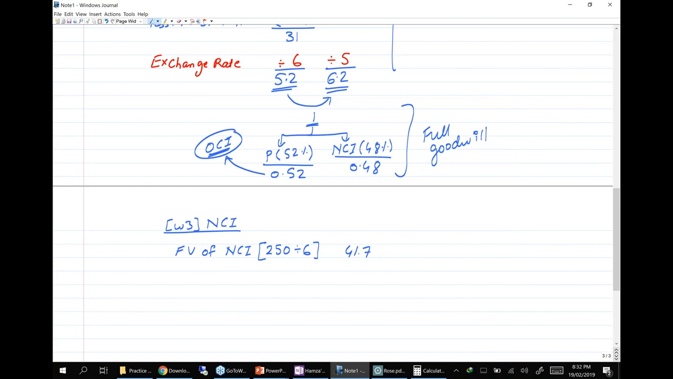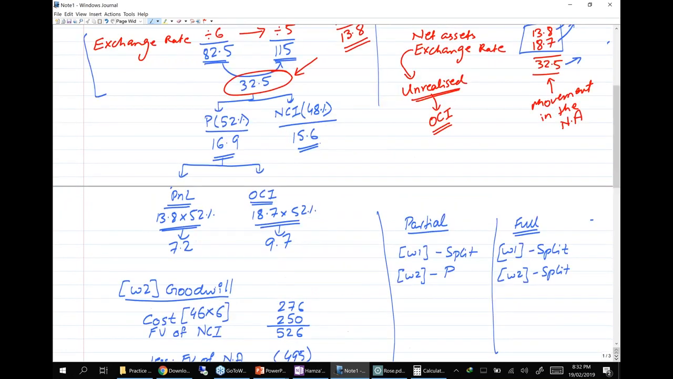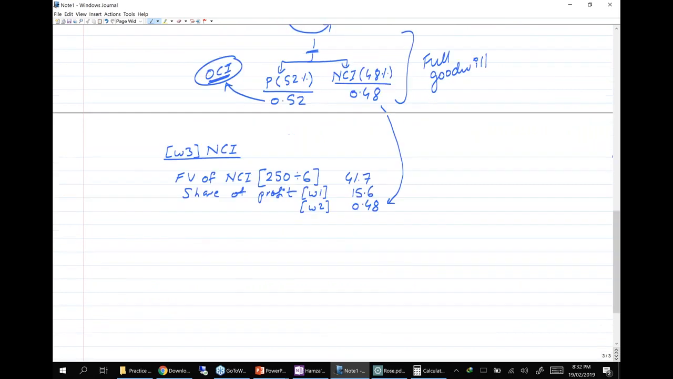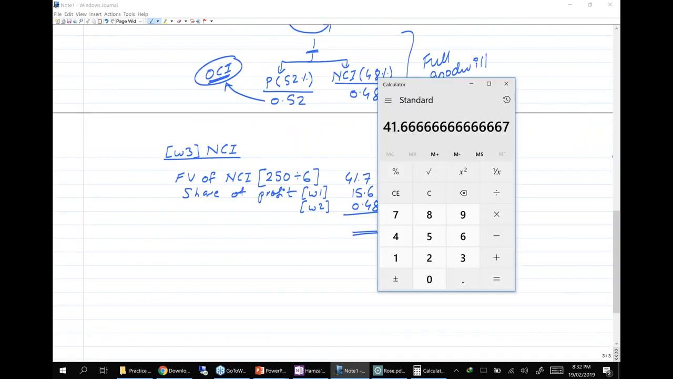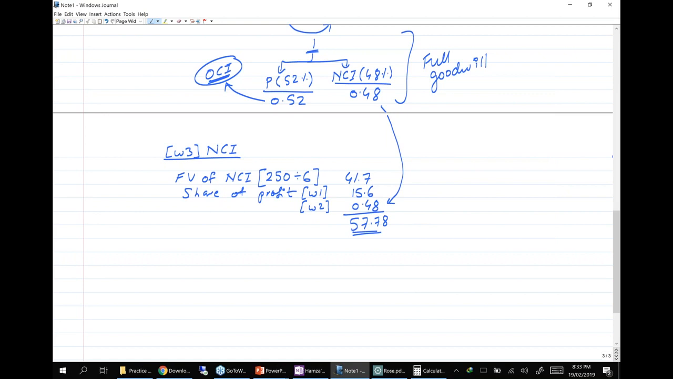Thank you, Mohammad Rayan. Now we need to add the NCI's share of profit into this. NCI's share of profit is going to be taken from both the workings, working one as well as working number two. The value in working number two was 0.48. We've brought it over here. And the value in working number one was 15.6. So we are going to add both of them to get the value of the NCI. So it's 41.7 plus 15.6 plus 0.48, so the value is going to be 57.78. So this is how we are going to calculate working 1, 2, and 3.